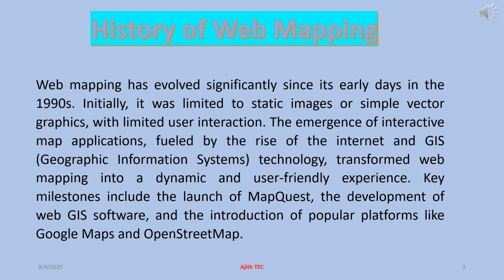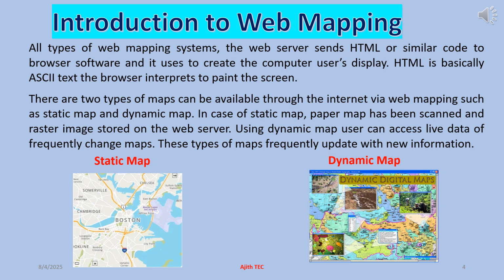History of web mapping. Web mapping has evolved significantly since its early days in the 1990s. Initially, it was limited to static images or simple vector graphics, with limited user interaction. The emergence of interactive map applications, fueled by the rise of the Internet and GIS, Geographic Information Systems, technology, transformed web mapping into a dynamic and user-friendly experience. Key milestones include the launch of MapQuest, the development of WebGIS software, and the introduction of popular platforms like Google Maps and OpenStreetMap.